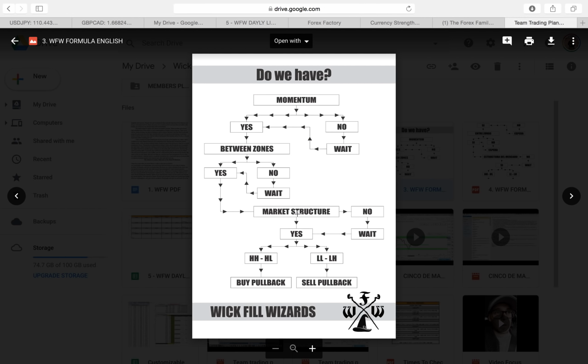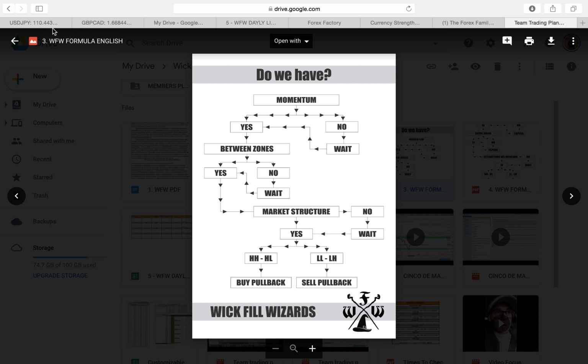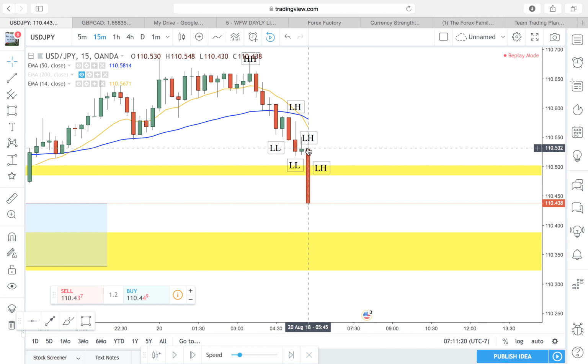After we know that we have the market structure, we have yes again. Then what does that mean? If it's making higher highs and higher lows, buy the pullback. If it's making lower lows and lower highs, sell the pullback. So what do we got? Price is making lower lows and lower highs, so we sell the pullback. But at this time, the 4-hour candle had not closed yet. They were still in 15 minutes. So what do the next 15 minutes do?